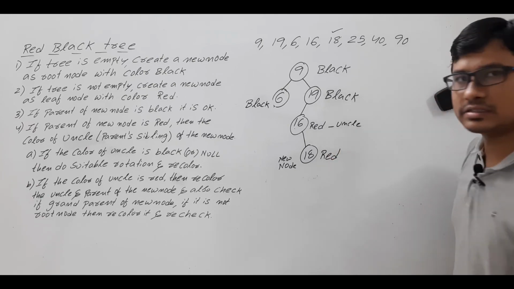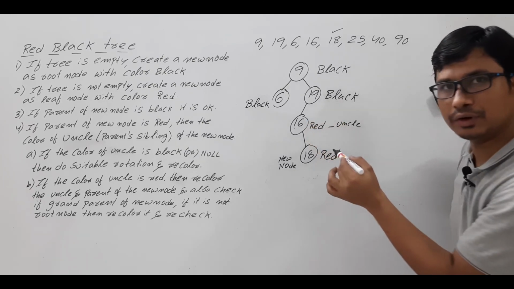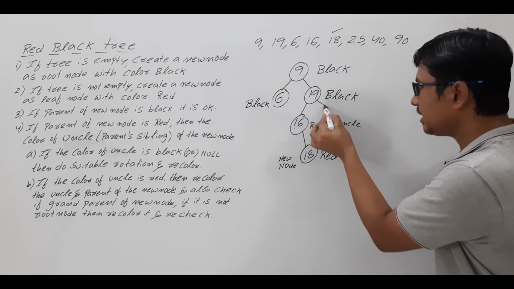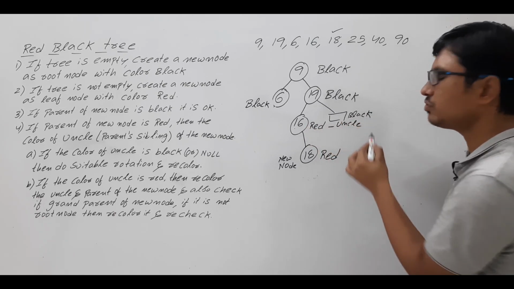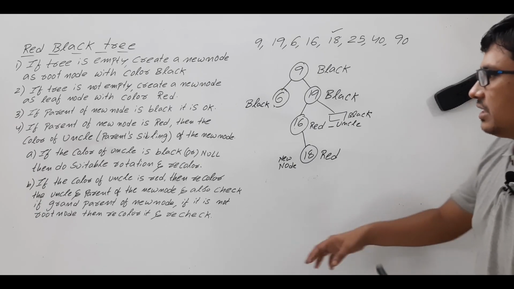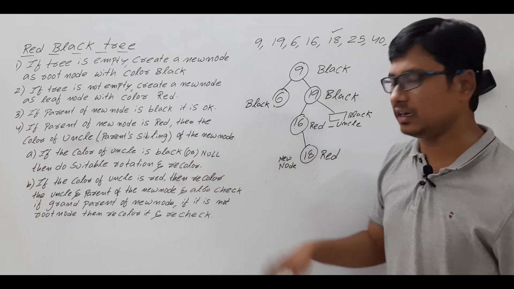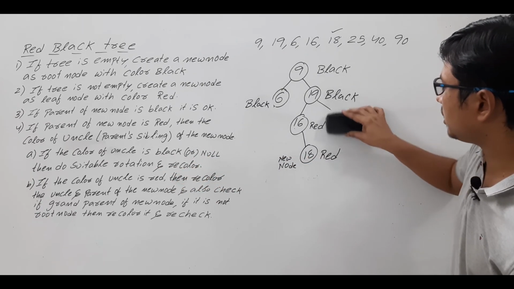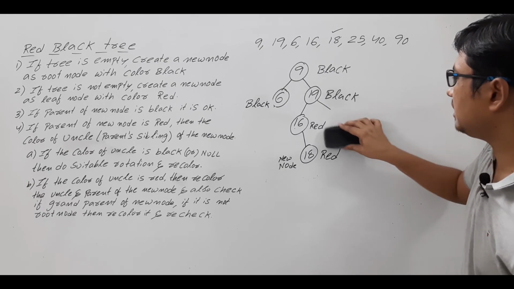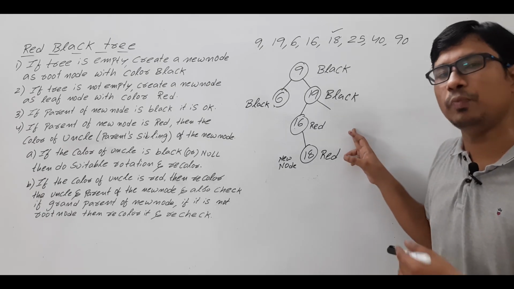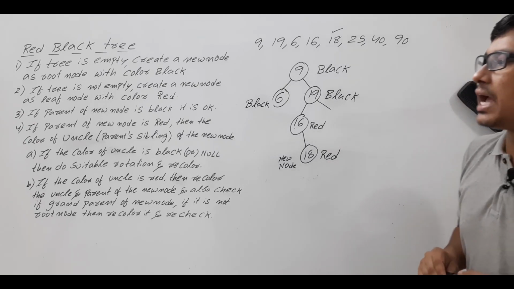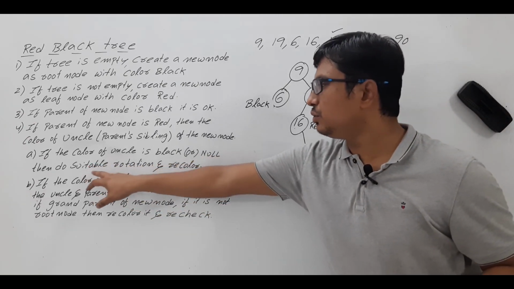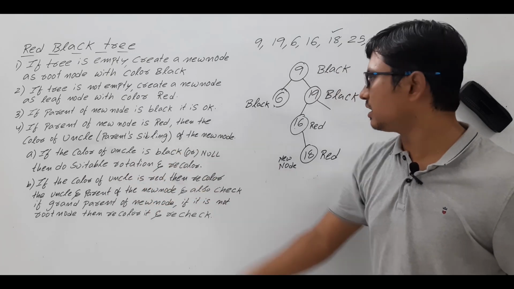Now I already discussed that if you have a leaf node which is null, then it will be black color. I said this point, in the last video we have discussed it. Even here I have written if it is either black or null, and in our case it is null here. So the uncle color is black because it is null. If it is black, then what do they tell? Do the suitable rotation and recolor it.